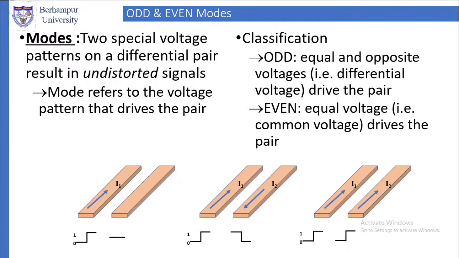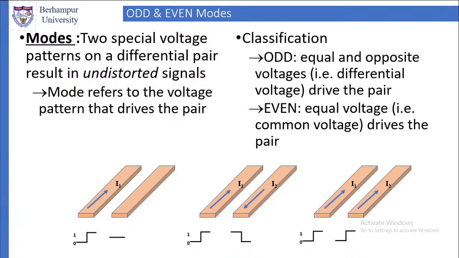Now what are the even mode and odd mode in the case of distributed circuits, when we consider the lines? What is mode in this case? Mode is two special voltage patterns on a differential pair which result in an undistorted signal, which means we send a signal and it is received without any distortion. So if we have sent a sine wave, we will receive a sine wave. If we have sent a square wave, we will receive a square wave. That is what is called an undistorted signal.